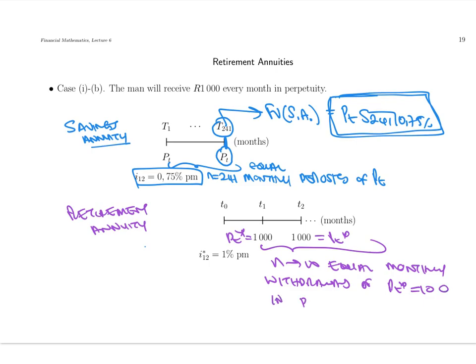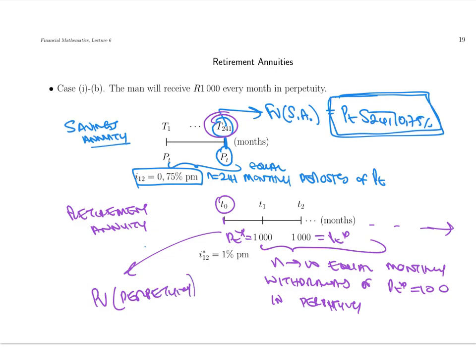But these are happening in perpetuity. It's going on forever. So at small t naught, which corresponds to big T241, I have the present value of an annuity in perpetuity. Remember, the present value of an annuity in perpetuity is equal to the value of the payments divided by the corresponding interest rate. Deposits are taking place monthly, so I need the monthly interest rate. So this is equal to 1,000 divided by 1%.